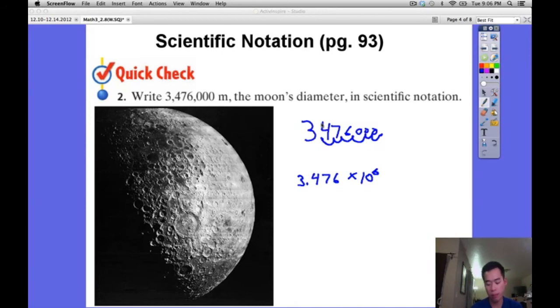So it's 3.476 times 10 to the 6th power. It should look something like that, and when I hit enter, I should get the same number that they gave me, which I do. I get 3,476,000. Okay, so that's how you quickly check your work. You can write it shorthanded, you can write it in standard form, and they are equivalent, they are the same.